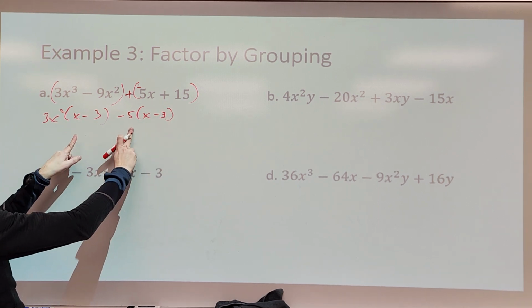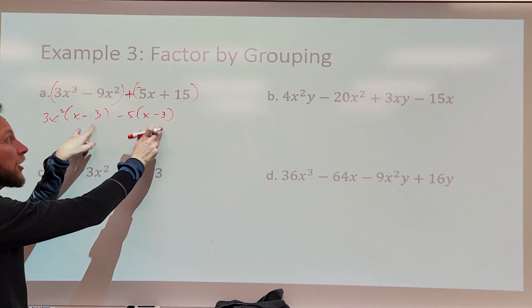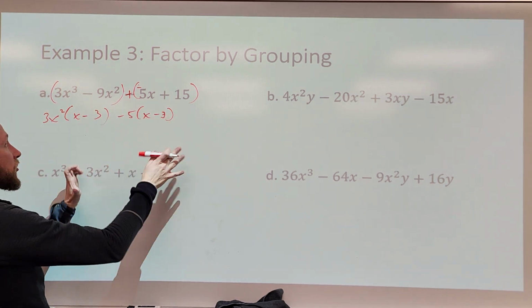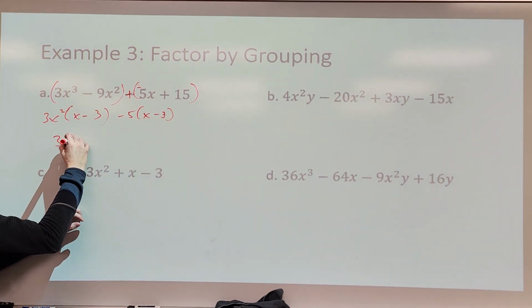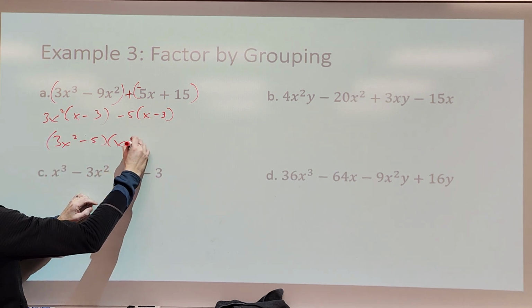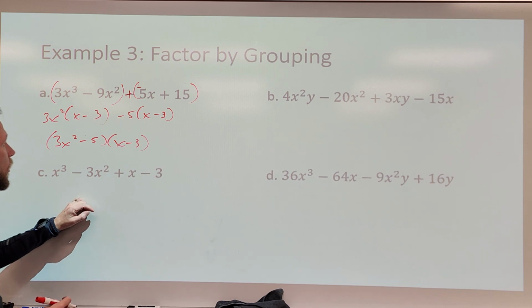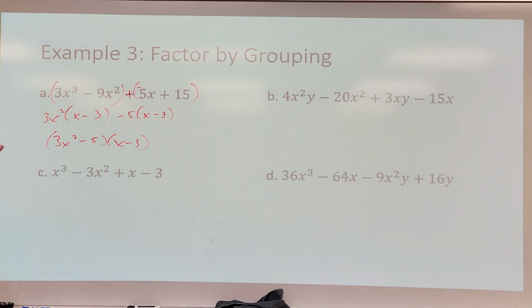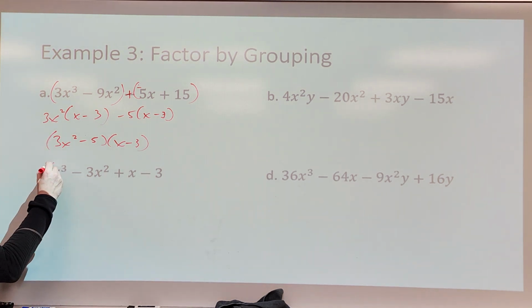Now what's important here to recognize is that we end up with that same common factor in both sets. So we have a 3x squared minus 5, and then we have this part that's on the inside, this x minus 3. So that is how we factor these expressions. Go ahead and group some of these.